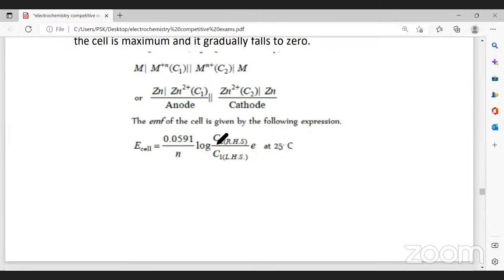C2 is the RHS, and RHS is the cathode. I told you cathode has more concentration. I clearly told you. Here they have taken zinc as an example, zinc C1 and C2. I took copper as an example. It's all the same. So anode concentration will be lesser compared to what? Cathode concentration. This is the formula to calculate the EMF of the concentration cells.